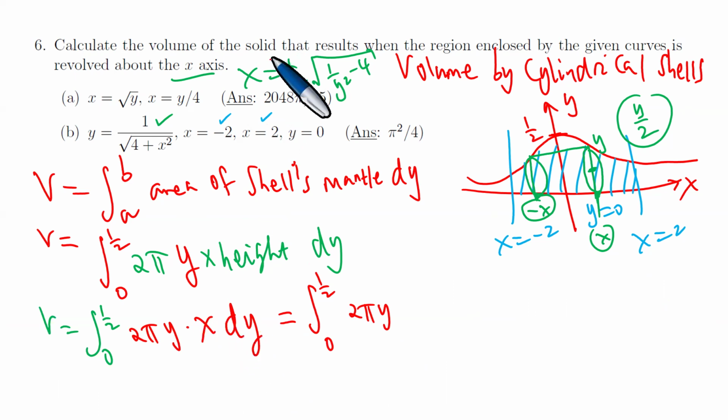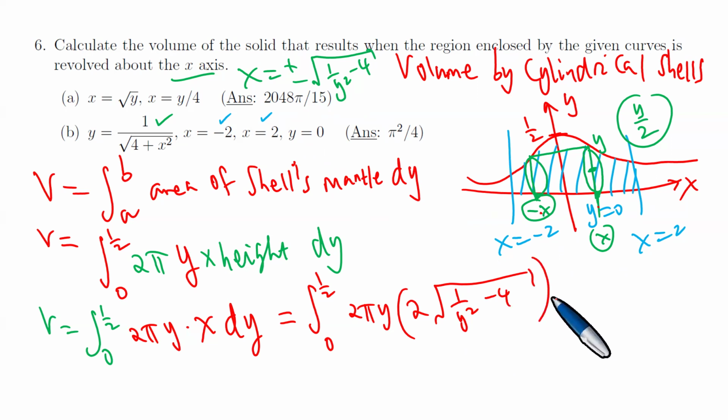Okay, we have 2 pi y, then what is x? X is this one. But whatever x is at any of the points, there's going to be a negative x there, positive x there, but what is the height overall? So we expect the height to be double. You can look at it, it is symmetrical, but you can look at it as double the square root of 1 over y squared minus 4 dy, like this.